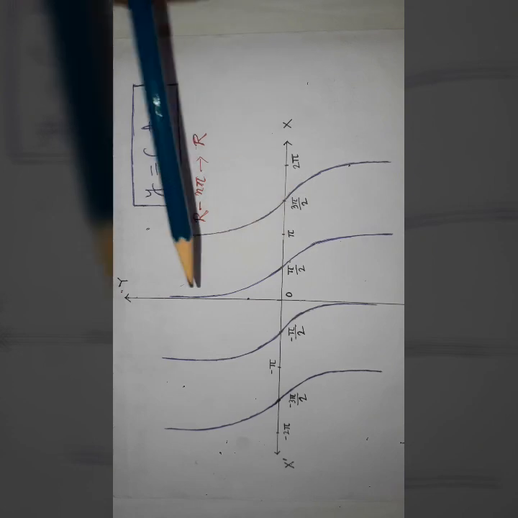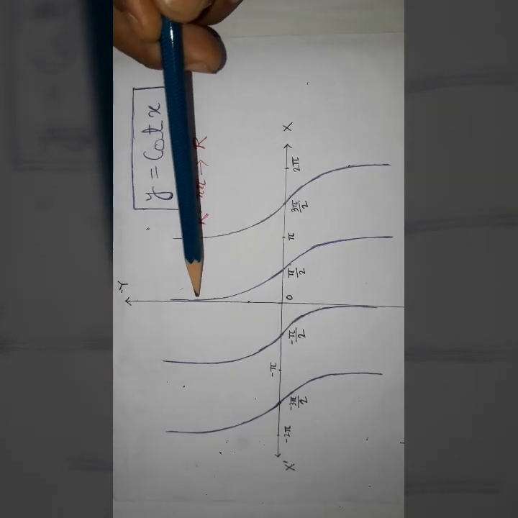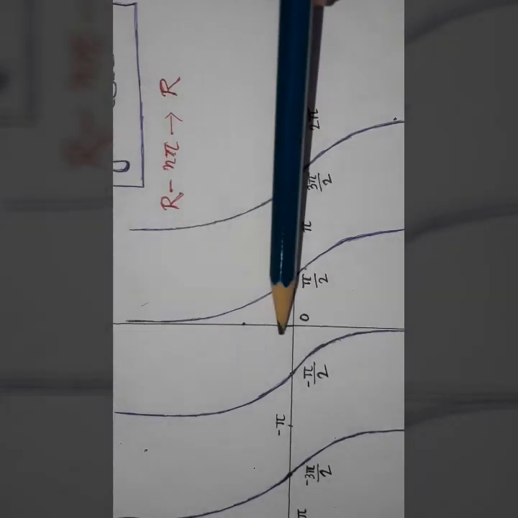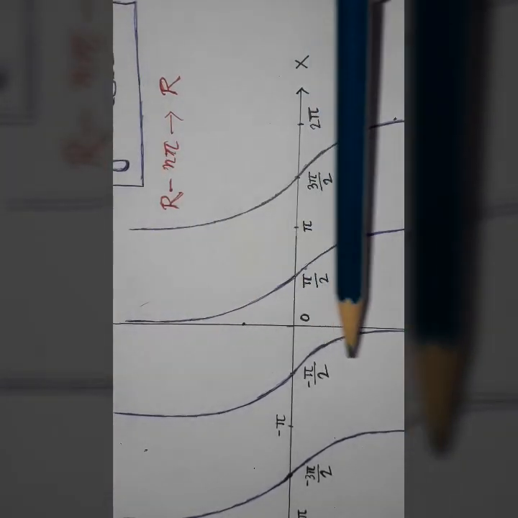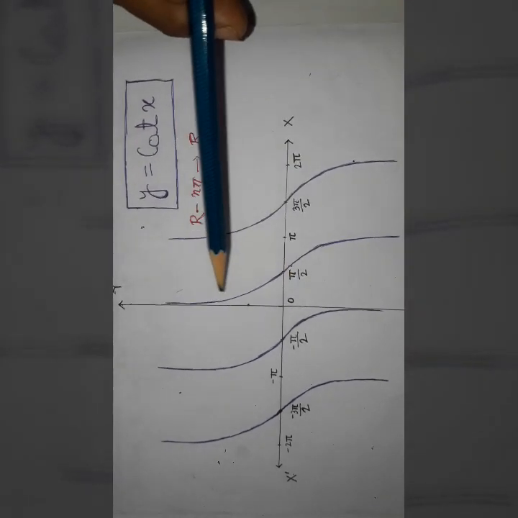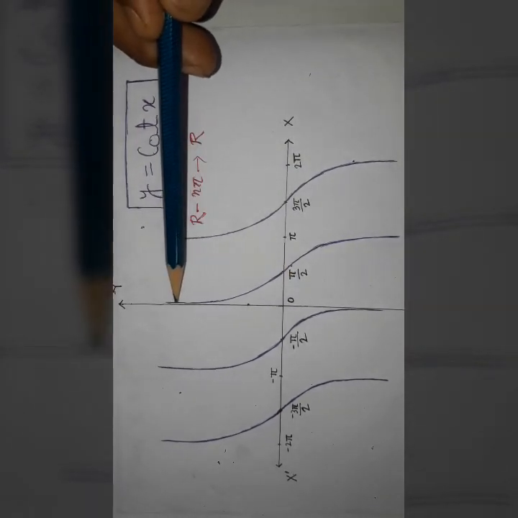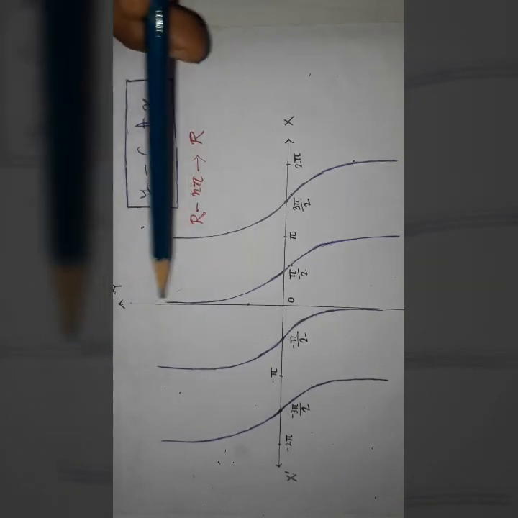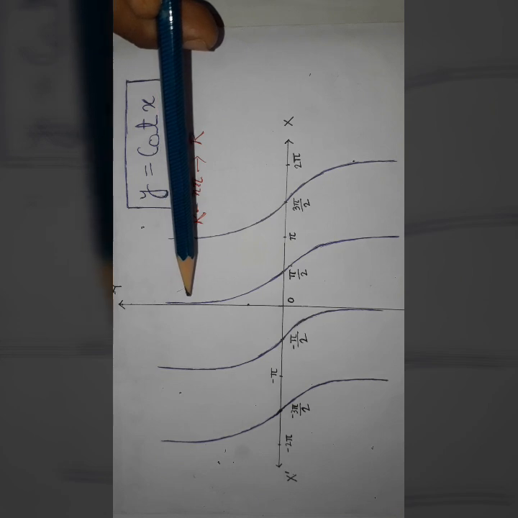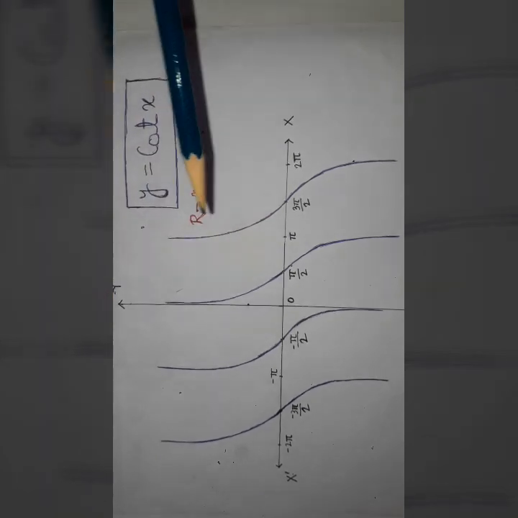You see there will be a gap in between the graph of cot x and this y-axis. You see here also you can find the gap. It will never touch this y-axis, same like tan x. In the graph of tan x also they will not touch.